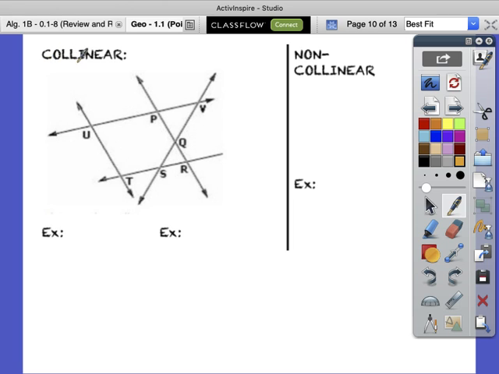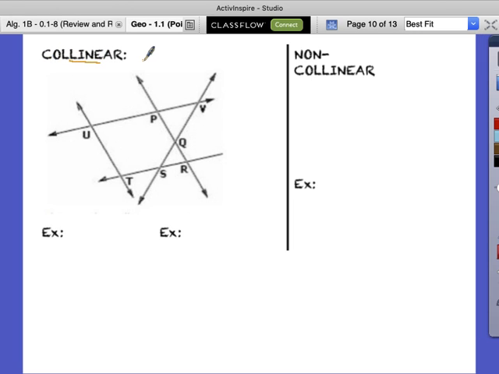The co means together. Do we see the word line in linear? Okay. So that means they are going to be points on the same line. So co means together, linear means line. Same line. So if you ever forget what this means, look at the word and say, oh, I've seen co before. That means together. Linear, oh, line. Okay. So they're points on the same line.